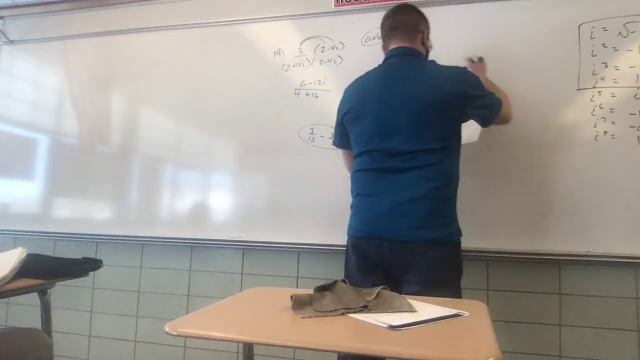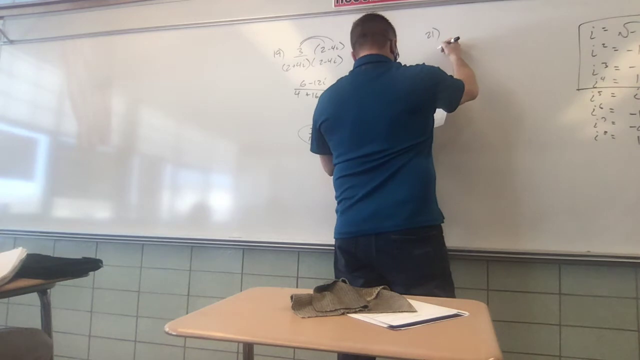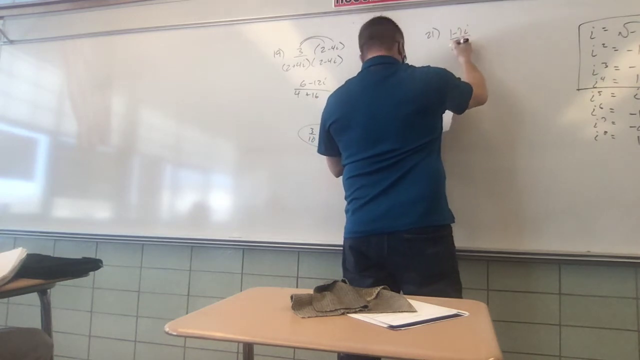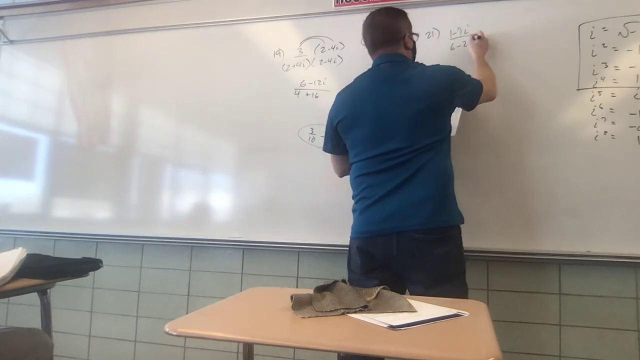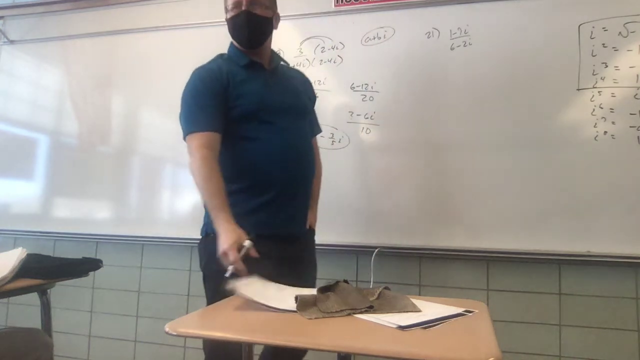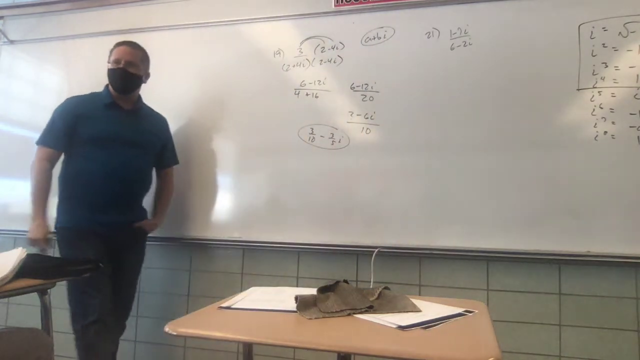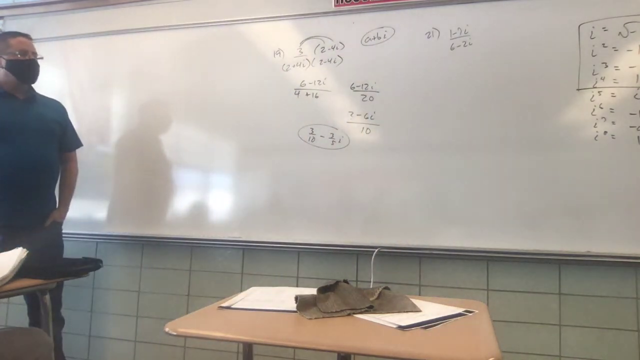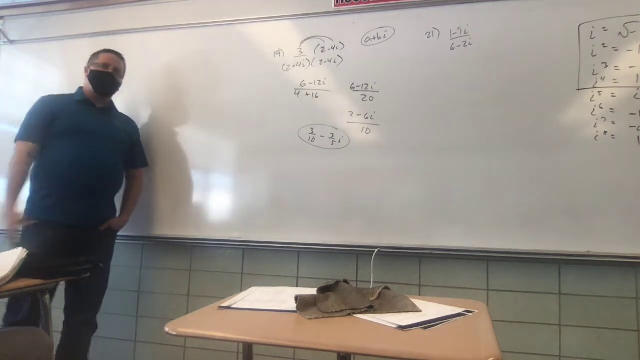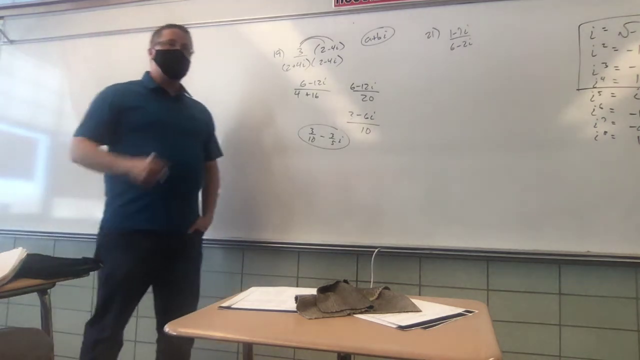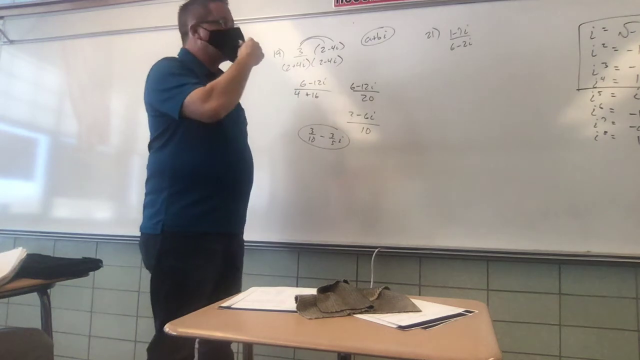Number 21. 1 minus 7i over 6 minus 2i. Hate math? Nobody hates math. It's great stuff. No, it's not. Okay, so we can't have imaginary numbers on the bottom. You can have them on top, just can't have them on the bottom. So we're going to times the top and the bottom by the conjugate of the bottom.